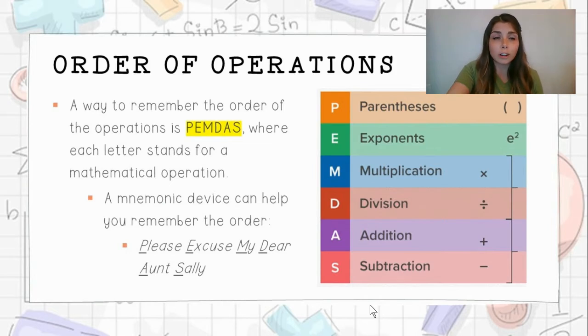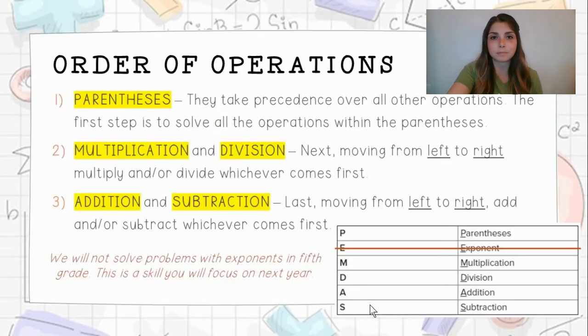So when we're solving order of operations, we remember the order by using the word PEMDAS, P-E-M-D-A-S, where each letter in our expression stands for a mathematical operation. P for parentheses, E for exponents, M multiplication, D division, A addition, S subtraction. You can also use a mnemonic device to help you remember the order. A common one for order of operations is "Please excuse my dear Aunt Sally," where each letter of the beginning of those words stands for one of the operations in the order of operations.